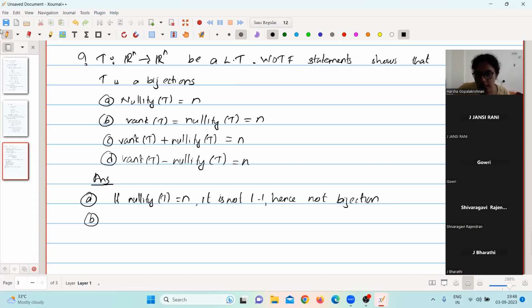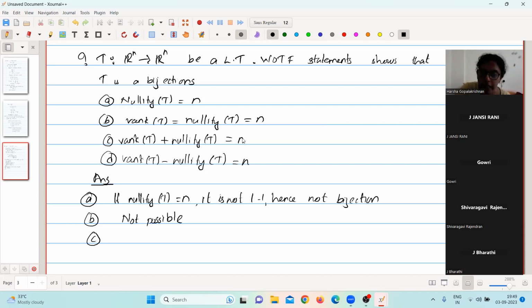Otherwise also, here they are saying rank T and nullity T both are N. And by the rank nullity theorem, rank T plus nullity of T should be equal to N. But here, rank T plus nullity of T will be 2N, right? So this B is not at all possible. For any transformation, not just bijection, this kind of result is not at all possible. And what about C? In C condition, we cannot say nullity of T is 0. We don't know.